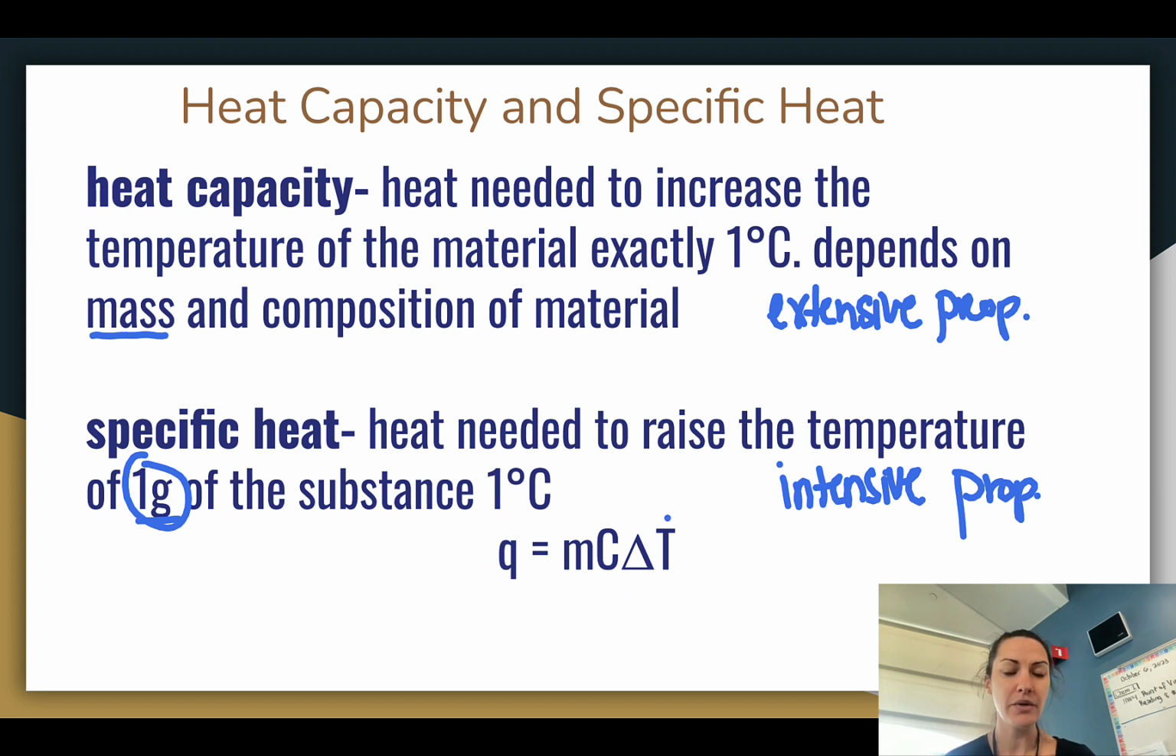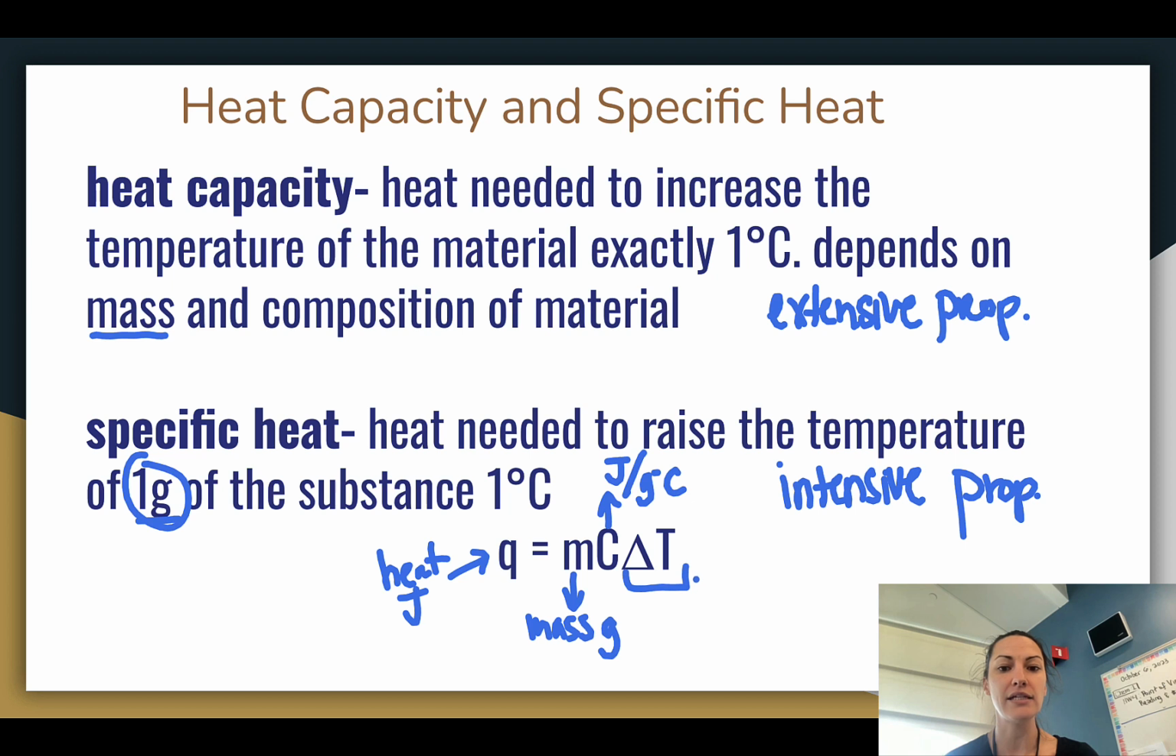So we're going to use this equation, Q equals mc delta T. Q is representing the heat, and it's going to be in units of joules. M is representing the mass, in units of grams. C is representing the specific heat, which is a combined unit of joules per gram degree Celsius. And delta T stands for the change in temperature, so your second temperature minus your first temperature, in units of degrees Celsius.